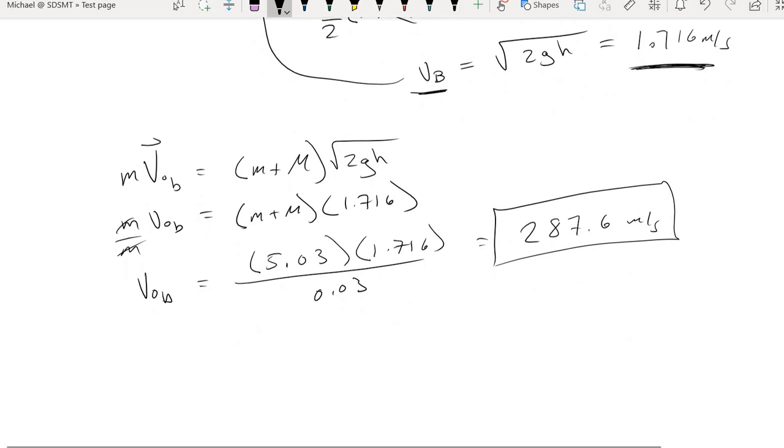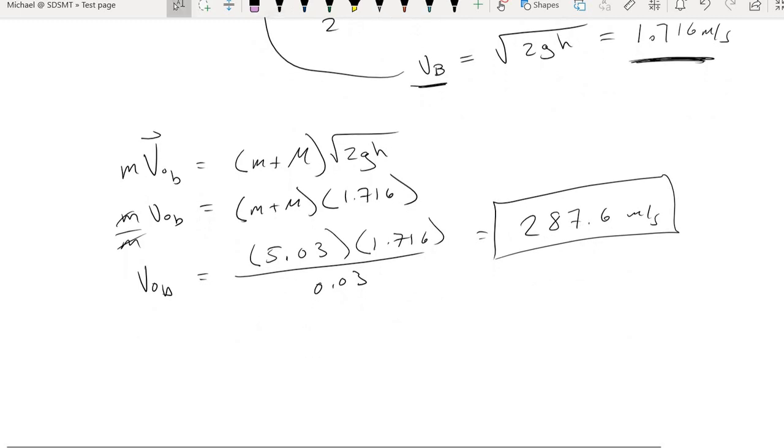And that is pretty fast. This is almost 3 football fields per second. And I'm just curious as to what the speed of sound is going to be, that's 343 meters per second. So not quite a supersonic bullet, but it's getting close.